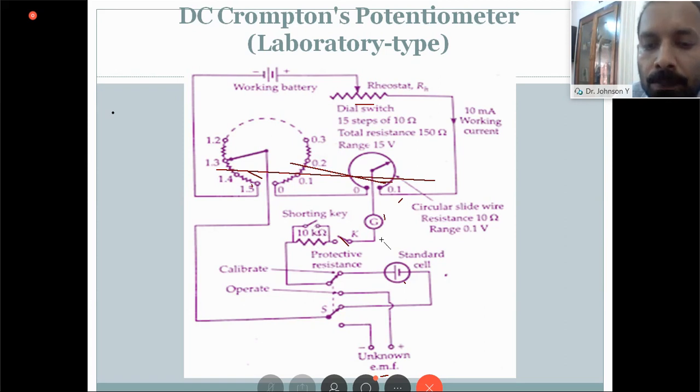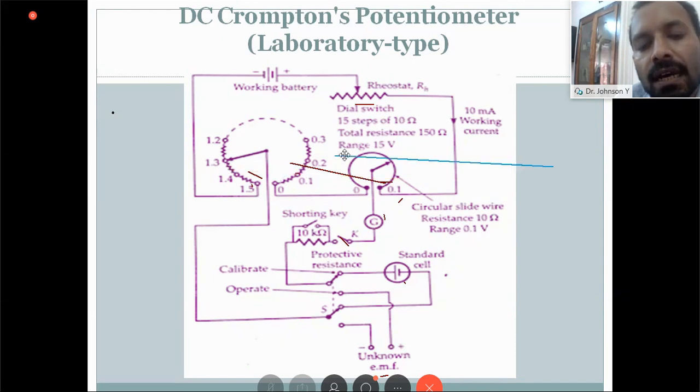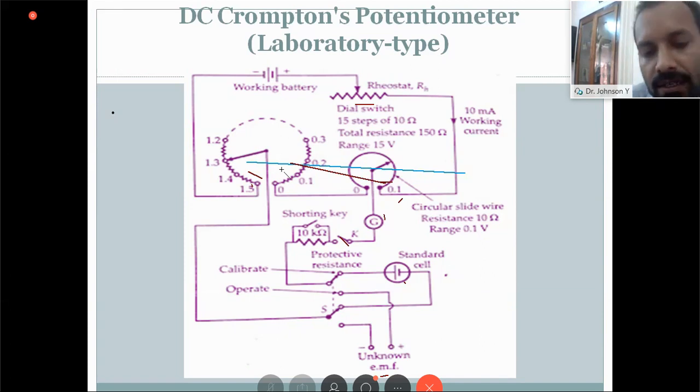So the process or the principle is the same. Here the only change is that instead of a linear scale, a circular scale, a dial switch, is used. We can vary the dial one by one. For example, when this dial switch is set to one position, it becomes 0.1. Another position it becomes 0.2, like that. So that is the laboratory type potentiometer instrument. I hope that it is clear to you.